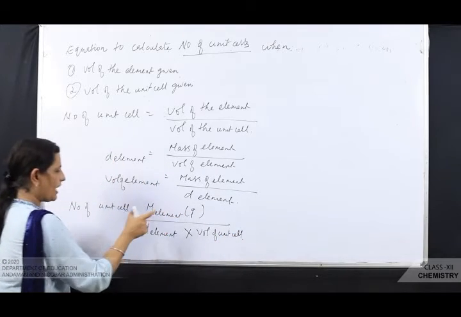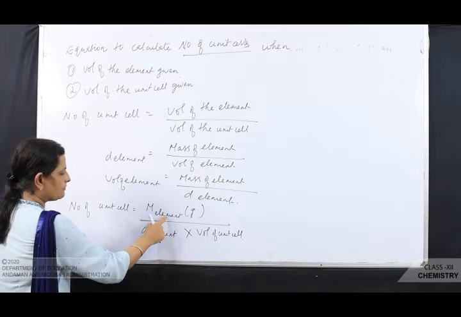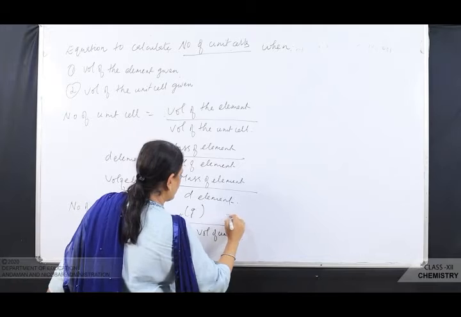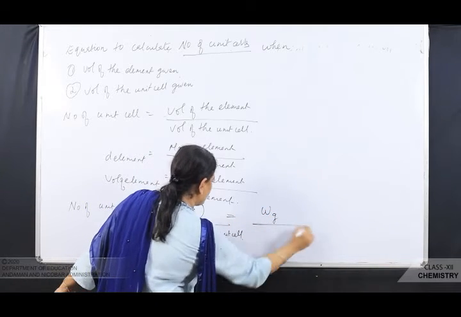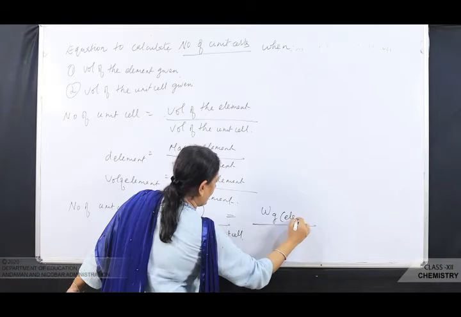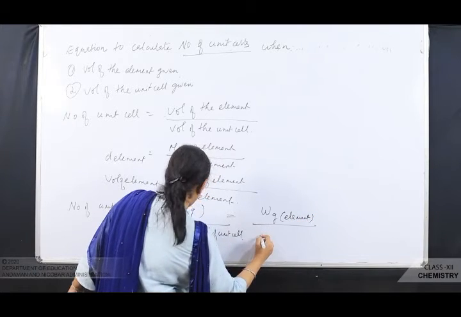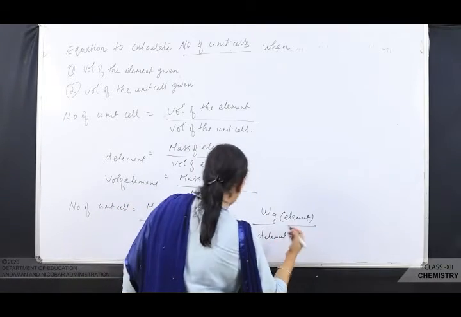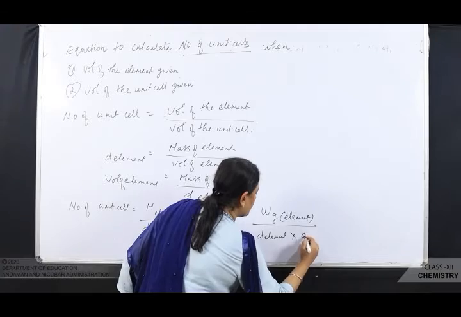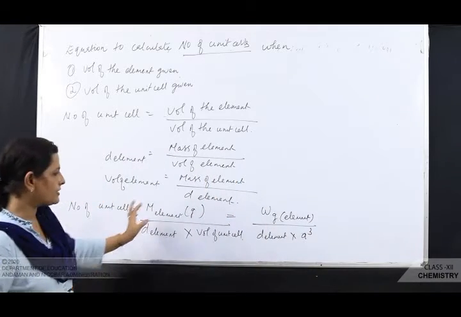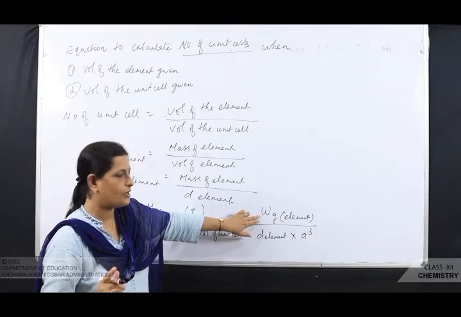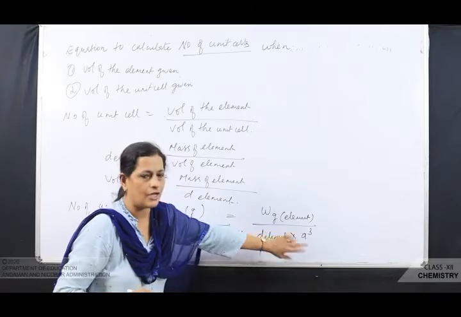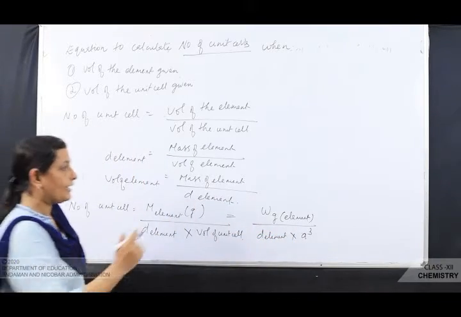So here you see, number of unit cells is equal to mass of the element in grams divided by density of element into volume of the unit cell, or I can write it as W grams divided by density of element into volume of unit cell. Instead of volume of unit cell you can use A cube also. So the same equation you can use: number of unit cells is equal to mass of the element, it is not molar mass or atomic mass, it is the mass of the element, divided by density of element into A cube. Same way you can calculate the number of atoms also.